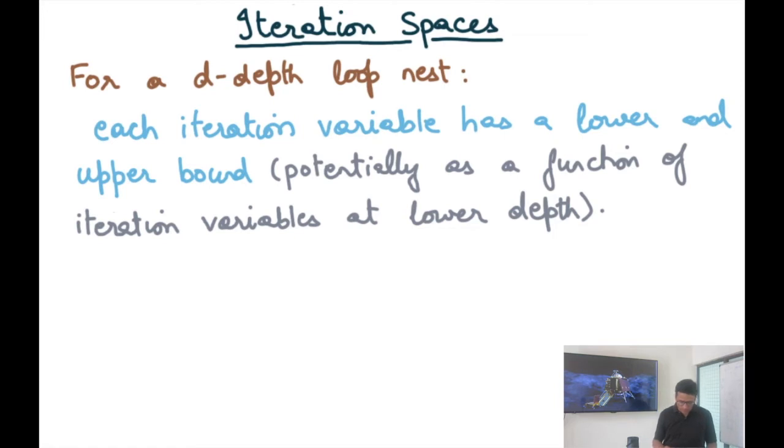So for a d-depth loop nest, each iteration variable has a lower bound and an upper bound.